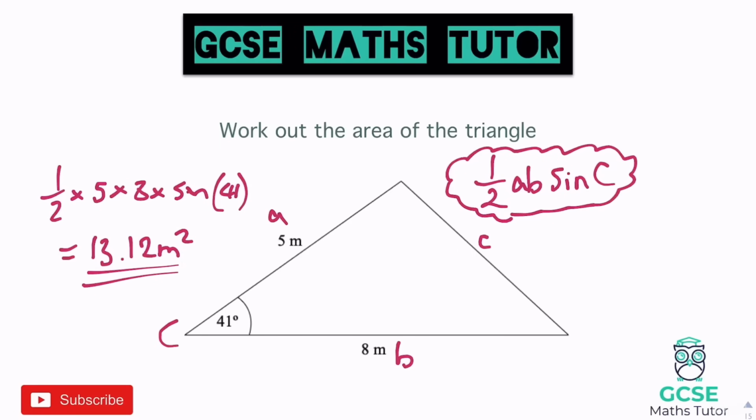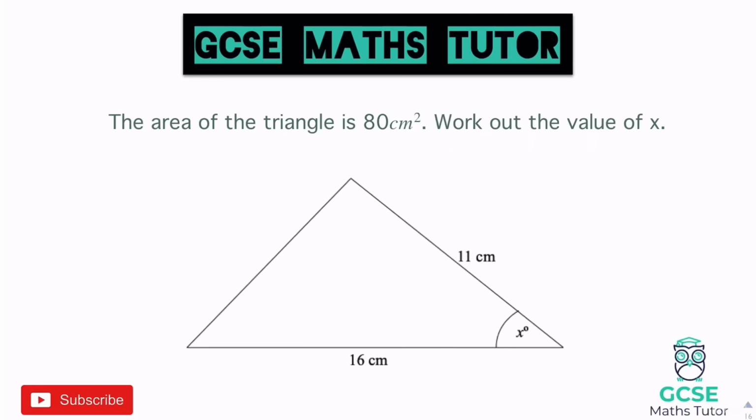There we go, there's using the area of a triangle formula. Question like this though, you might be given the area of the triangle. So it says the area is 80, so we're working backwards a little bit here. So we're going to use half AB sine C again. But this time it gives us the answer. So the answer to that half AB sine C has to equal 80. So let's just plug in all the numbers here. Again, C being my angle, and then A and B being my other lengths.